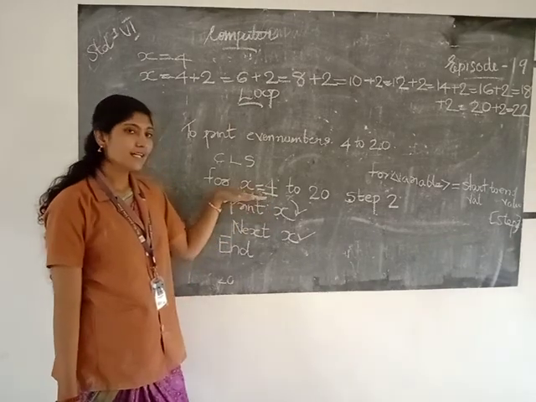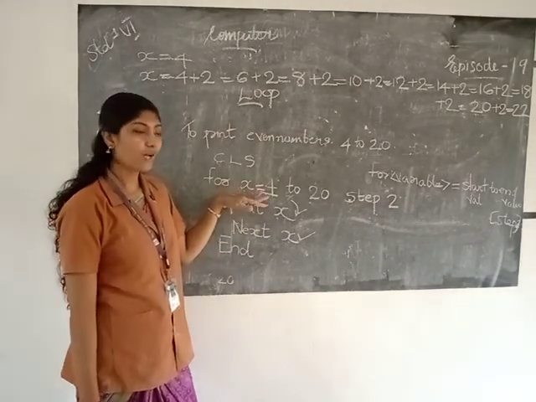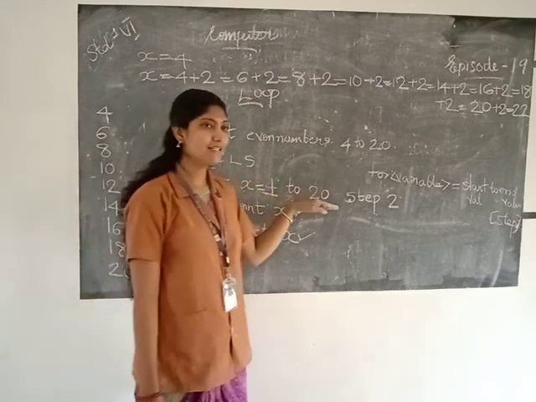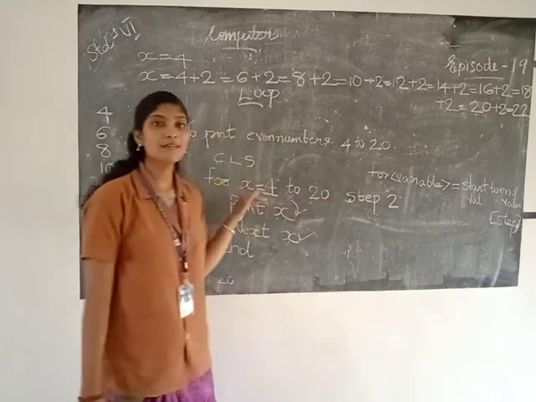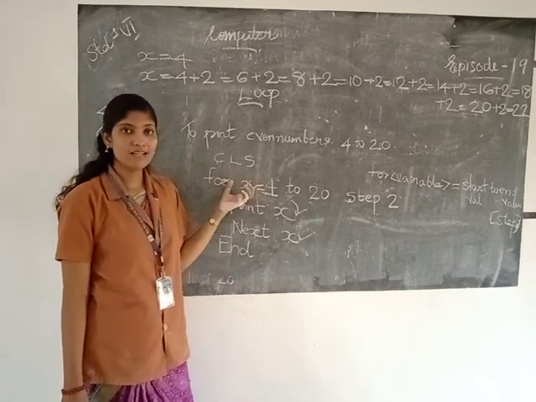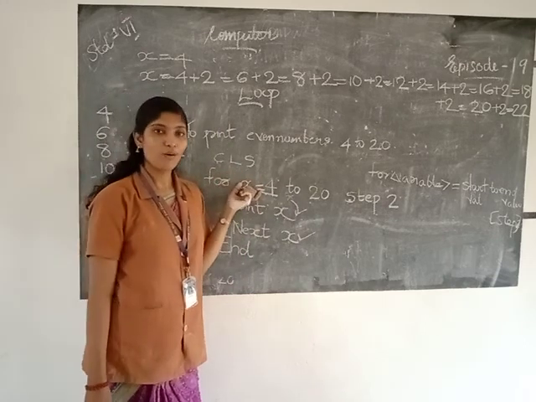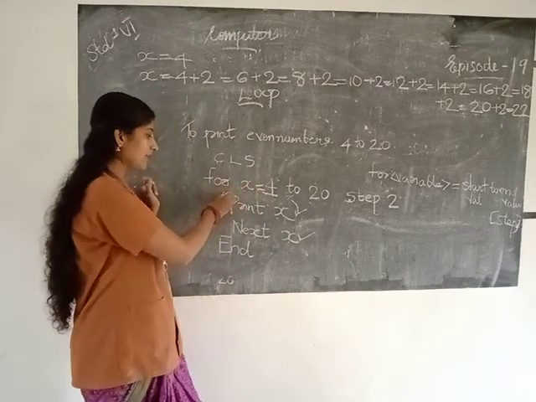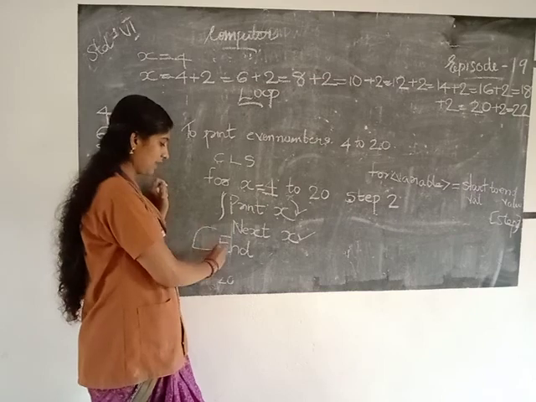22. So here the condition fails. Why? Because the starting 4 and ending 20. Now the current value is 22. So that means the condition is false. So the program exits from the loop and goes to end.